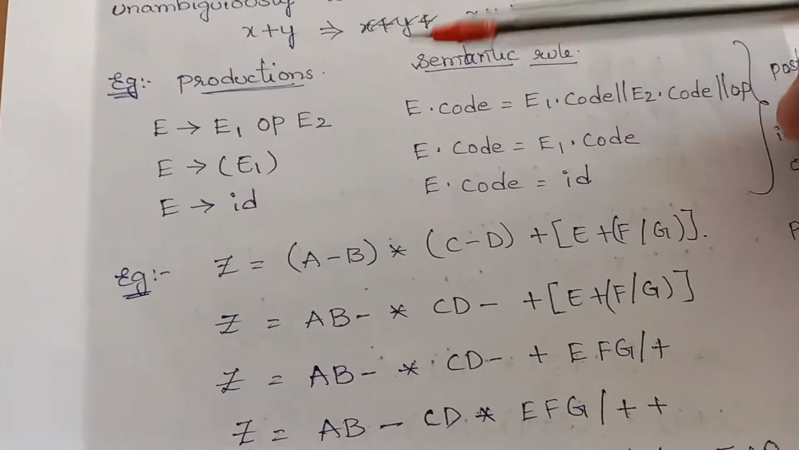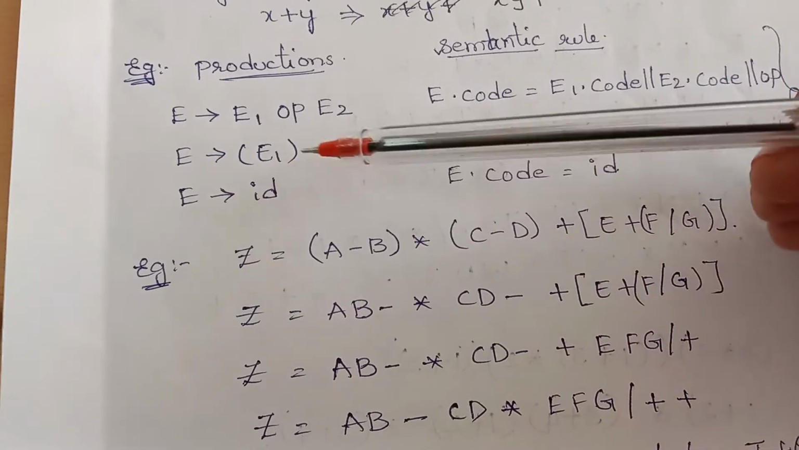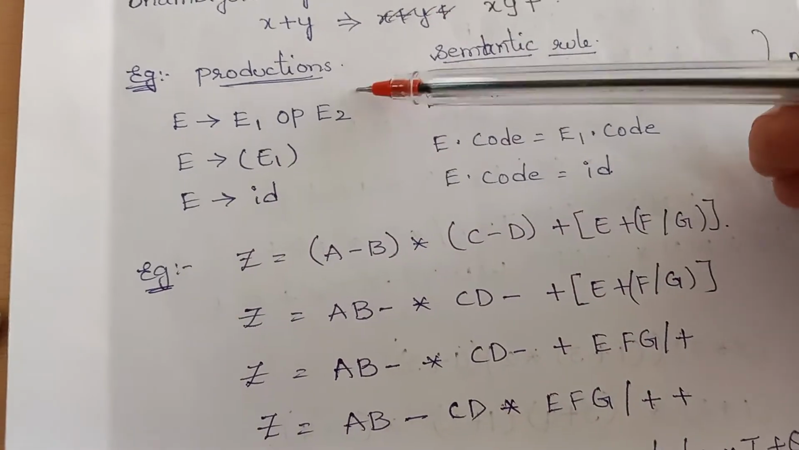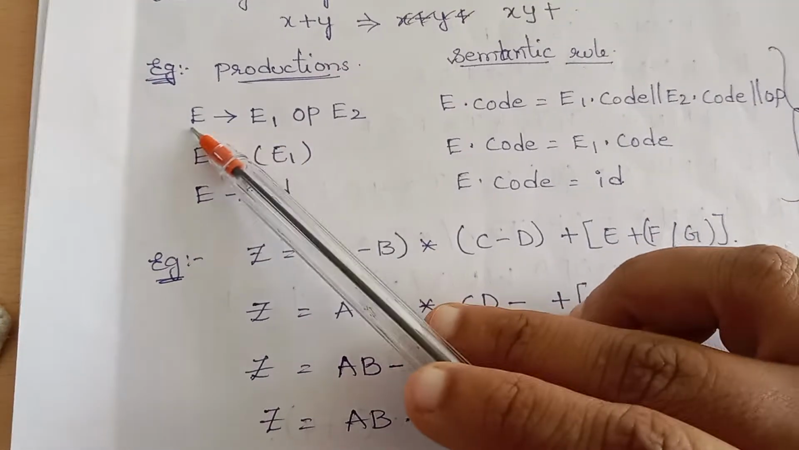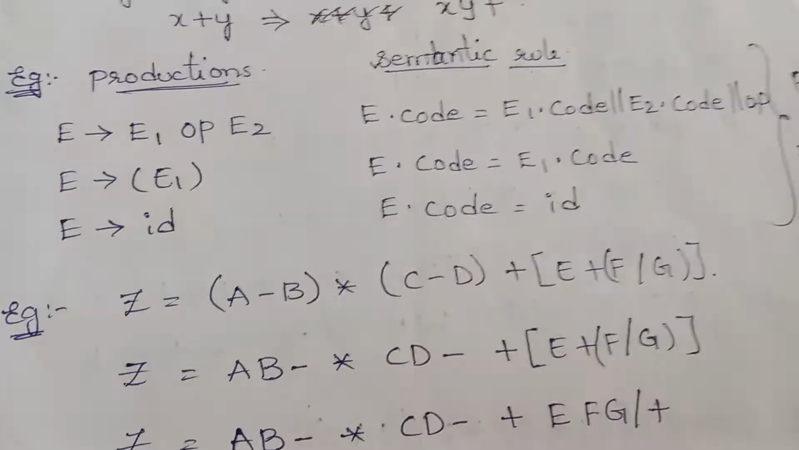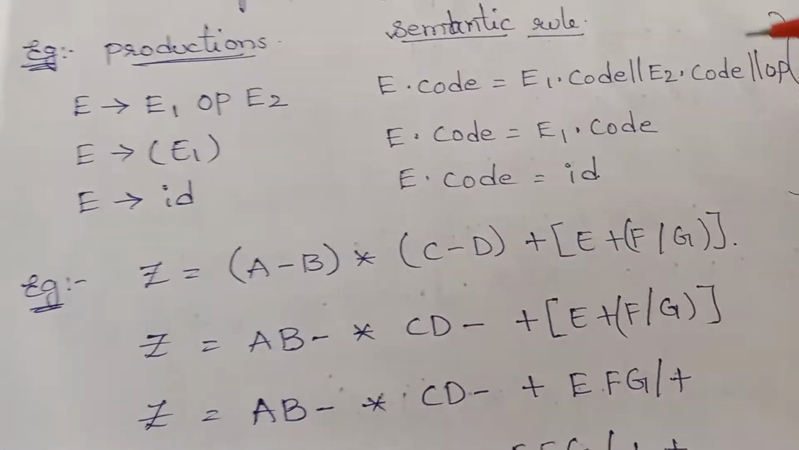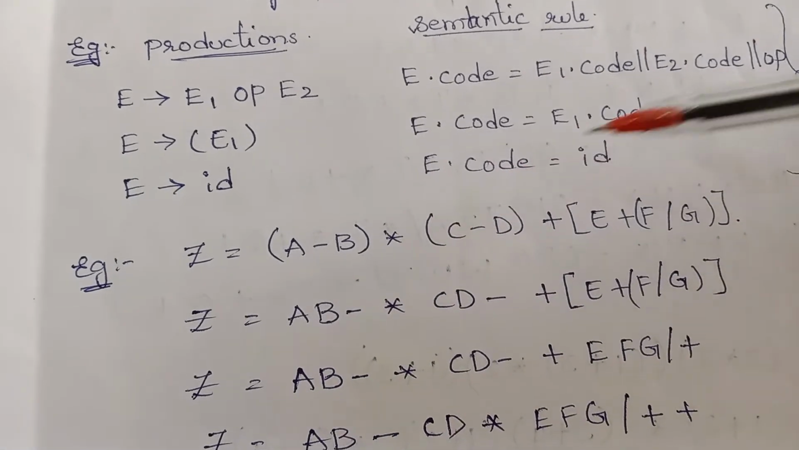For example, consider the productions E tends to E1 operator E2, E tends to E1, E tends to ID. So these productions should be written in the form of semantic rules. It will be written as E dot code is equal to E1 dot code, E2 dot code, operator. Then E dot code is equal to E1 dot code, and E dot code is equal to ID.